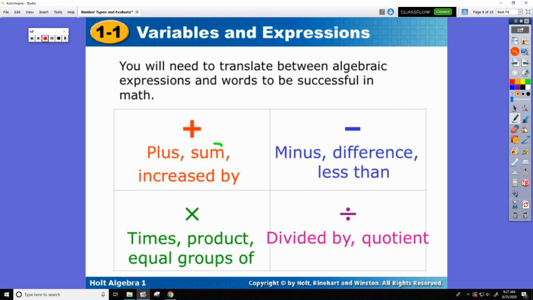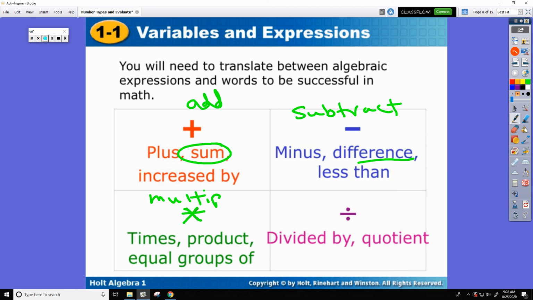Okay, so these big words: sum means to add. We don't have other symbols for add. Difference means subtract. We don't have other symbols for subtraction. Times. We don't use an X in Algebra 1 because the X is a variable. I use a star. That's to multiply.